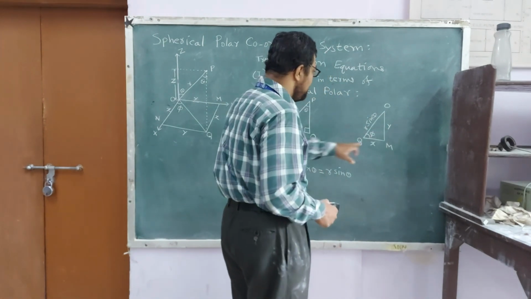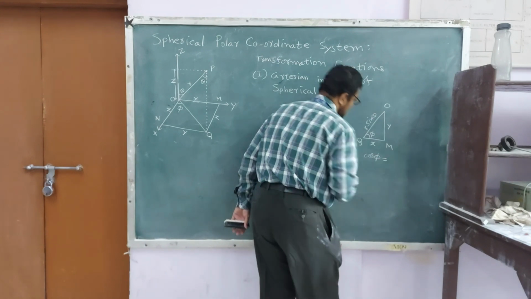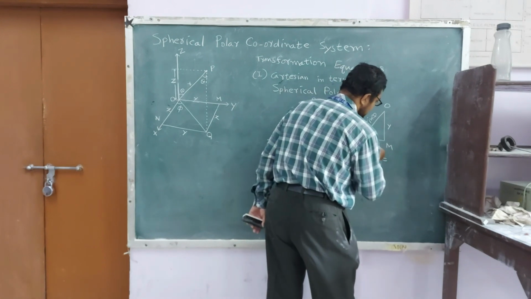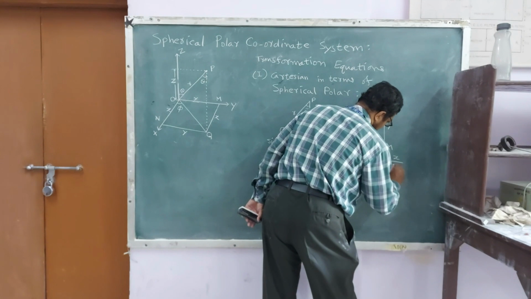So from here we can find out what cos of phi will be. So cos of phi is nothing but adjacent. So I will directly write it down now here. That is X divided by R sine theta.